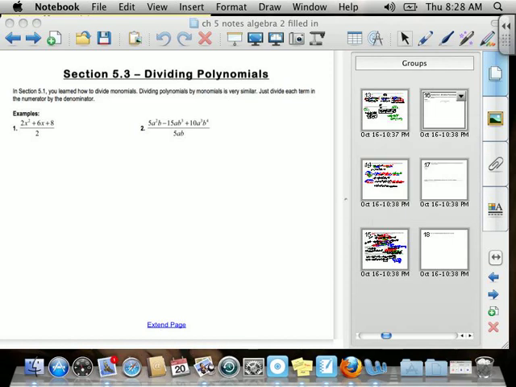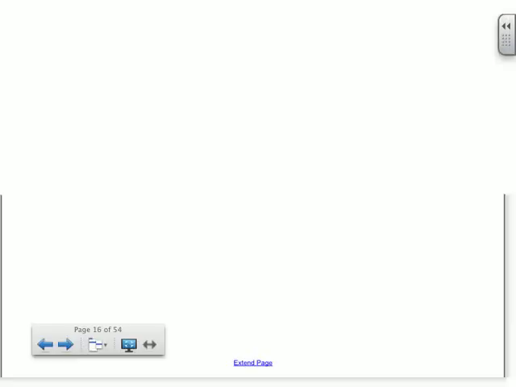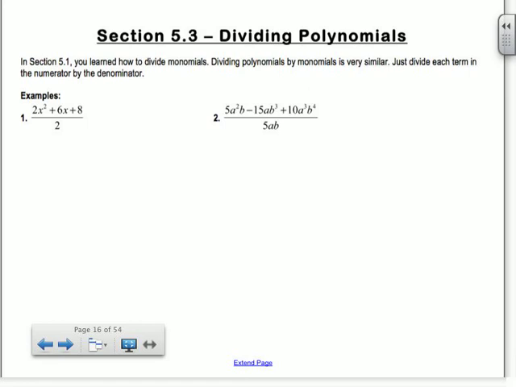All right, so section 5.3 is on dividing polynomials. Last time we learned how to multiply, so we distributed in. If we had a polynomial times a polynomial, we took every term from the first polynomial and multiplied by every term of the second. Was that okay on your homework? Did you guys get that? Yeah, sometimes they take a while, but they're pretty straightforward.